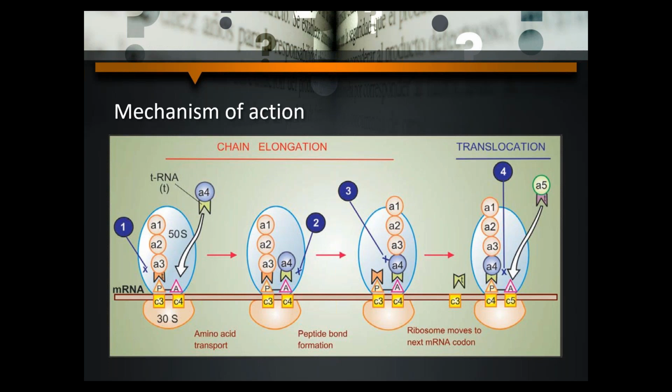They will not allow the tRNA amino acid complex to move from the P site to the A site, because the tetracyclines are already bound to the A site. So they cannot go to the A site. Once they cannot go to the A site, the new amino acid cannot bind to the tRNA chain, and obviously chain elongation cannot take place. So new proteins cannot be formed, and obviously the division of the bacteria will be stopped. Because it is inhibiting protein synthesis in bacteria, the main action is bacteriostatic.